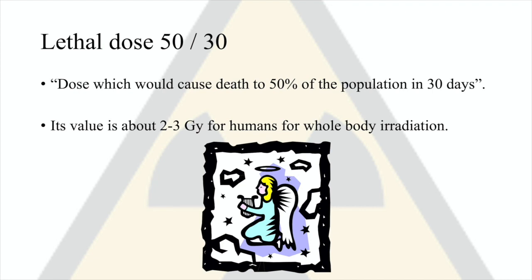Lethal dose 50-30 is the dose which would cause death to 50% of population in 30 days. Its value is about 2 to 3 gray for humans for whole body radiation. Lethal dose is generally described as percentage of population first following the number of days.